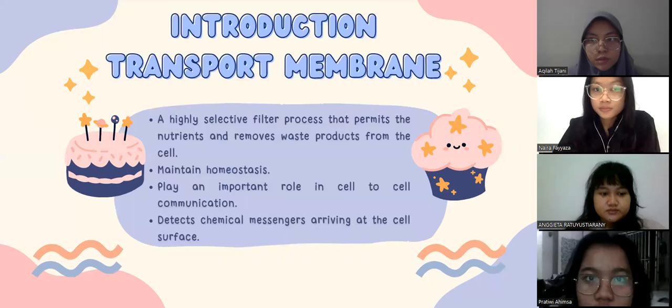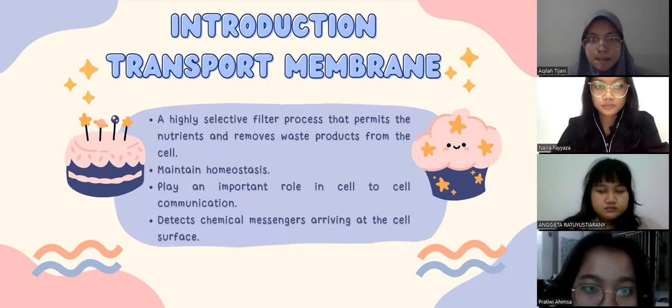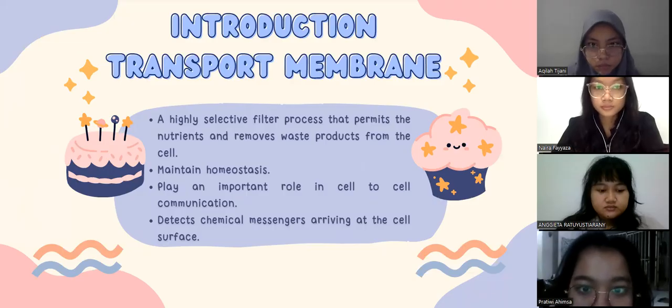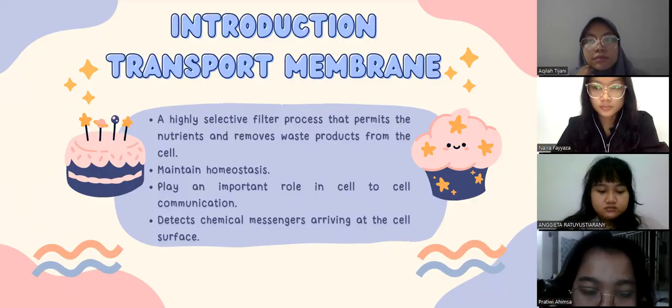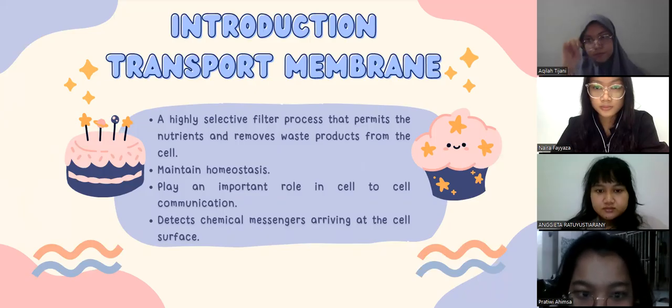First of all, there is an introduction to transport membrane. Transport membrane is a highly selective filter process that permits nutrients in and removes waste products from the cell. It is used for maintaining homeostasis, plays an important role in cell-to-cell communication, and detects chemical messengers arriving at the cell surface.